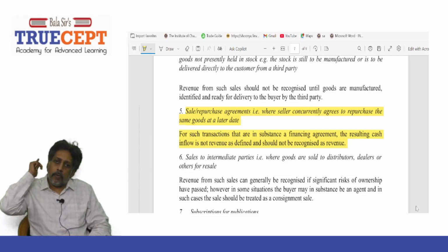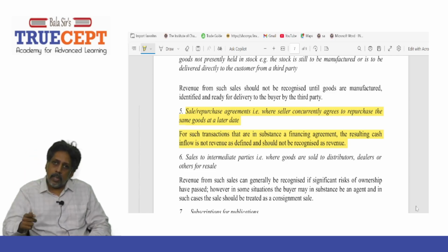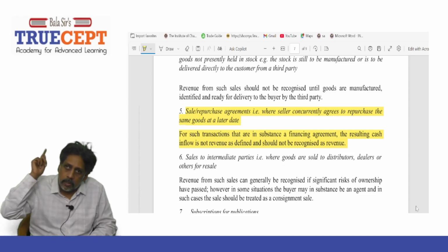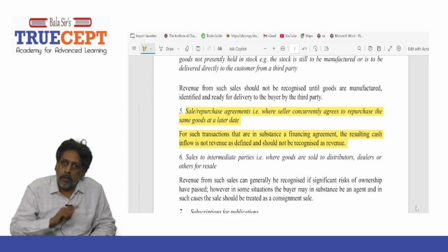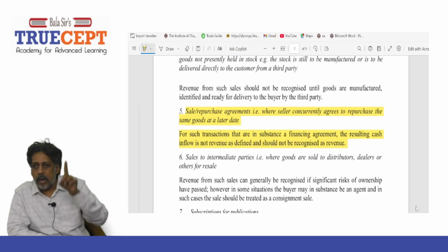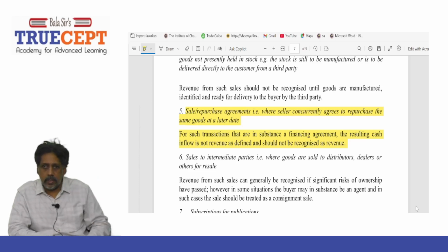That means on 1st Feb 2014 in your books, the entry should not be bank to sales for 9,60,000. What is the entry? Bank account debit 9,60,000 to loan from Sun Limited. Is that fine? It's a financing arrangement and not a sale transaction. Is that clear?